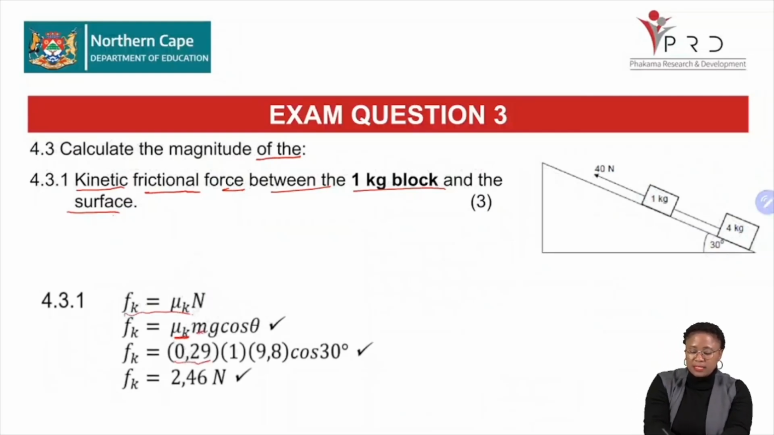You know the mass of the block, which is 1. You know g is a given from the data sheet, which is 9.8, the acceleration. Then cos of 30 degrees. Why is it cos of 30 degrees?